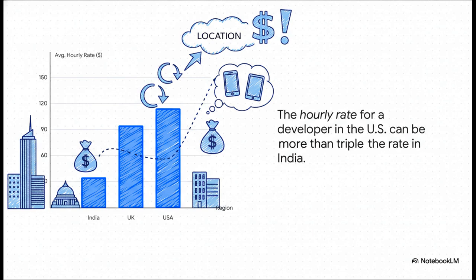And now for the people part. And whoa, this is where the numbers get really wild. Just look at the dramatic difference location makes. The hourly rate for a developer in the US can easily be more than triple the rate for a developer with similar skills in India. This one factor can have a massive impact on your total project cost.